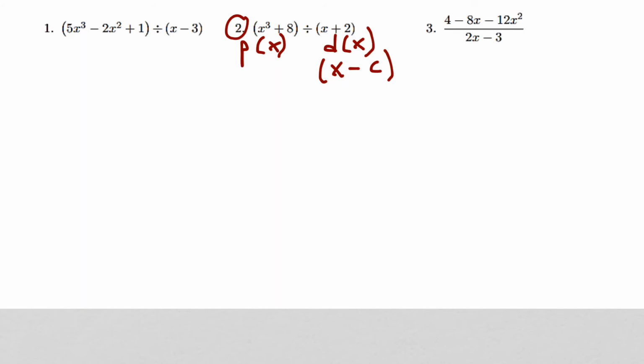So if my d of x is x plus 2, then I want to rewrite it as x minus, so we have to have this minus here, so the c would be minus 2 this time. Okay, so that's your c. So c is minus 2. Right, so I'm going to put my c out front. My c is negative 2.